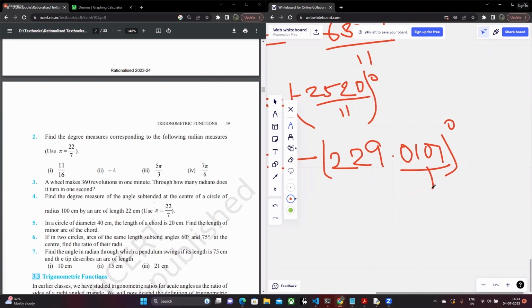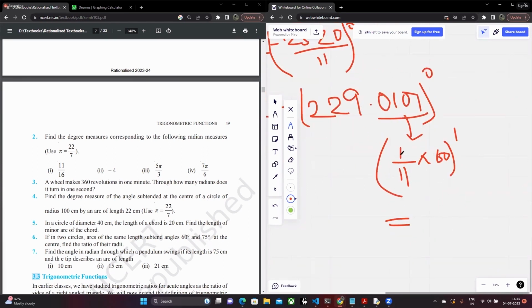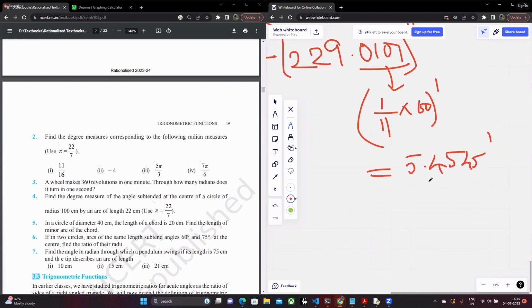And since I have this, this is basically 1 by 11. So if I have to convert this into minutes, I'll multiply this by 60, from which I'll get 60 by 11. That is what? 5.45, right? This is 5 and 5 by 11. 5 by 11 is 0.45. Yeah, it's going to be 5.4545 minutes, right?